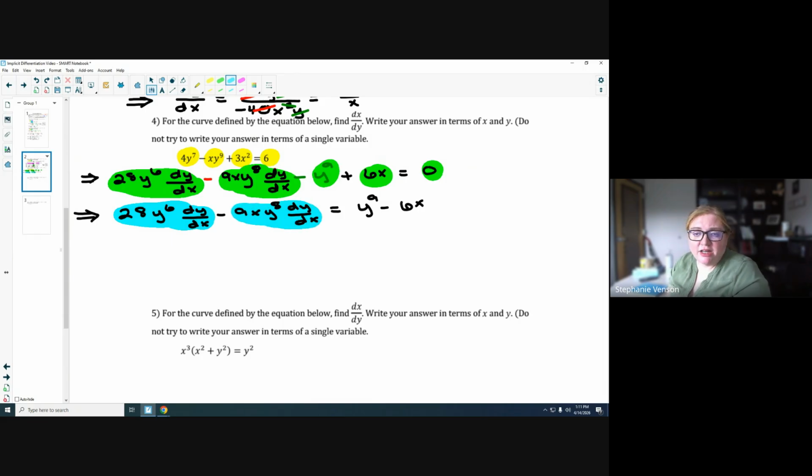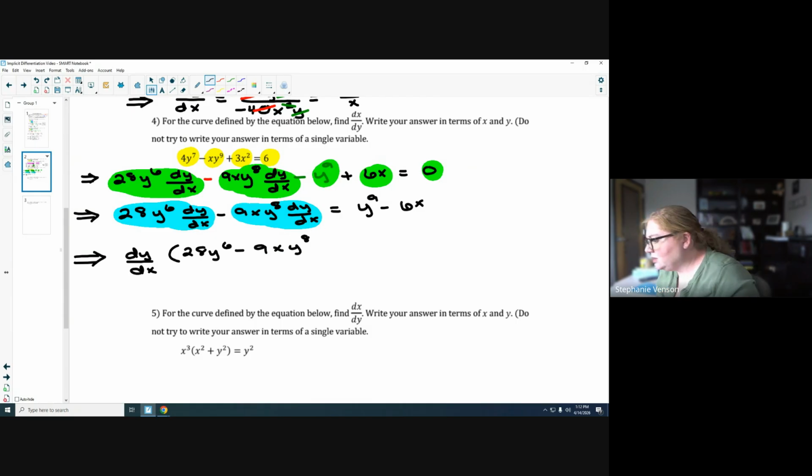And so just like I've done every other time, I'm now going to factor out that dy dx. So I end up with dy dx times 28y to the 6th minus 9xy to the 8th is equal to y to the 9th minus 6x. And so you know the drill now. I can solve for dy dx by just dividing by everything in these parentheses.